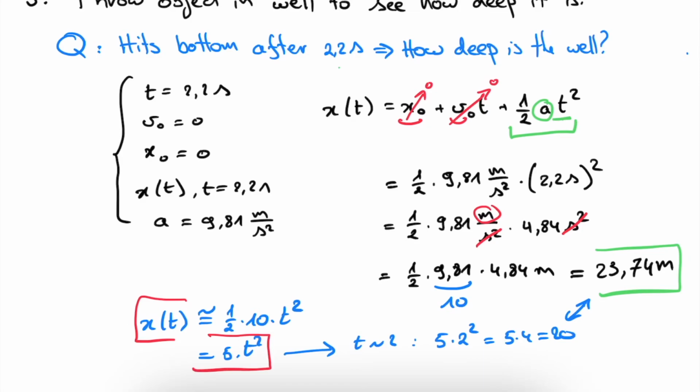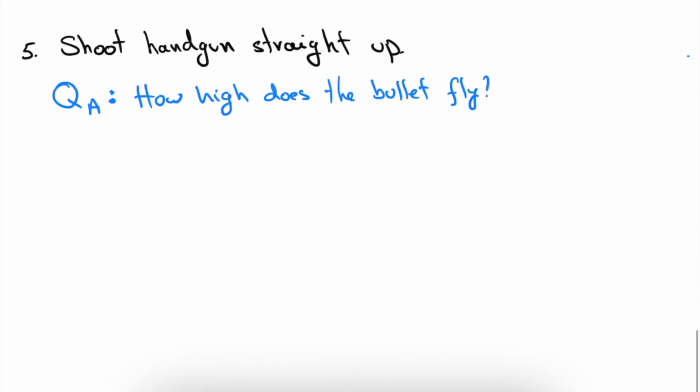Let's now go to the last exercise, which is very straightforward. So you shoot a handgun straight up. So the bullet goes straight up. And this is approximately, with a typical handgun, at around 300 meters per second. Now, the question is, how high will this bullet fly? So what will be the maximum height of the bullet before it comes down again?